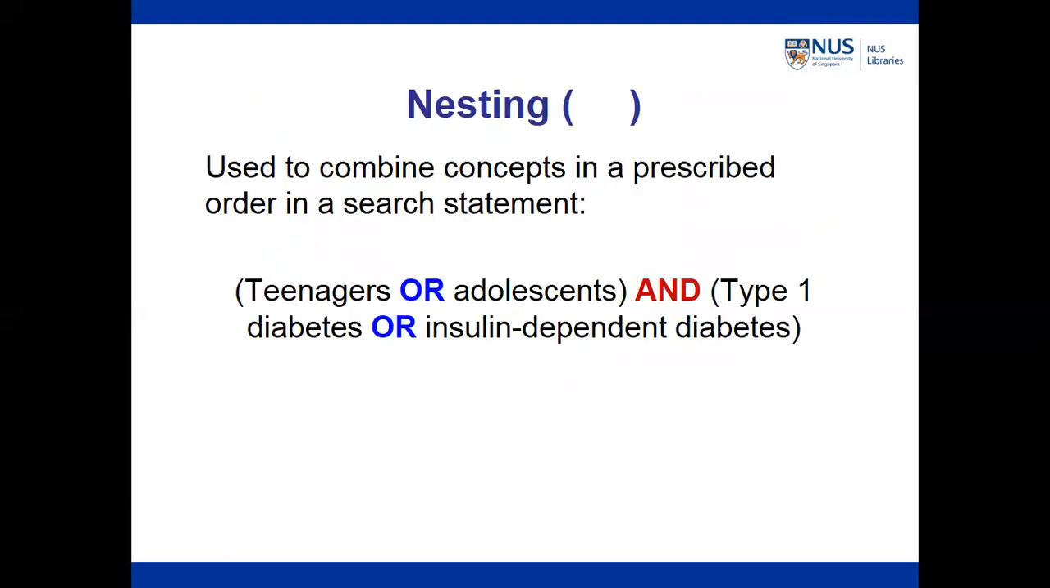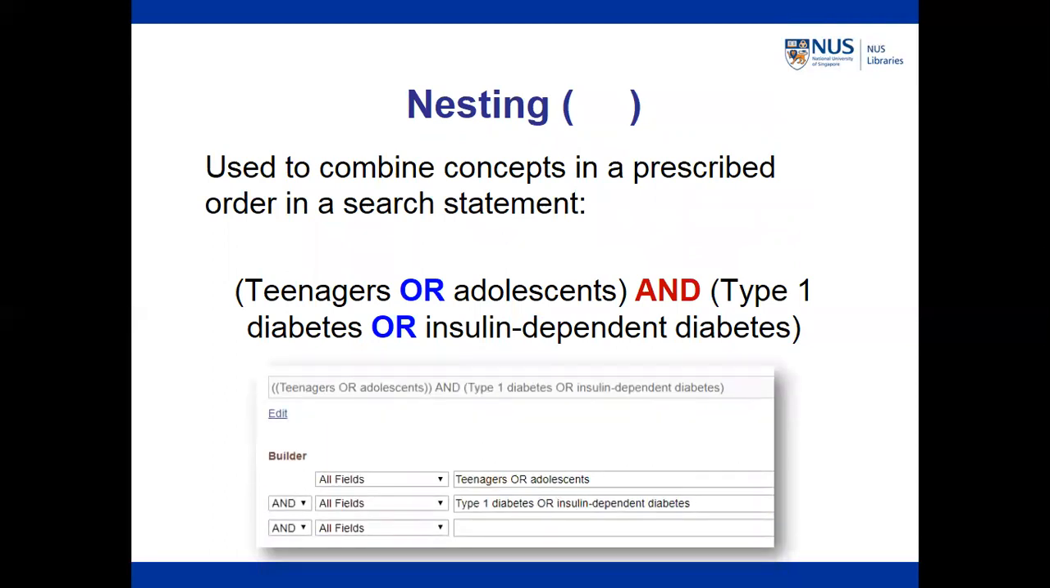How about bracket, or we call it nesting in databases? It is useful only when you're combining different concepts within a search box with both Boolean operators AND and OR. In database, nesting can be replaced by typing teenagers or adolescents in one search box, type 1 diabetes or insulin-dependent diabetes in another search box, then combine them with Boolean operator AND.